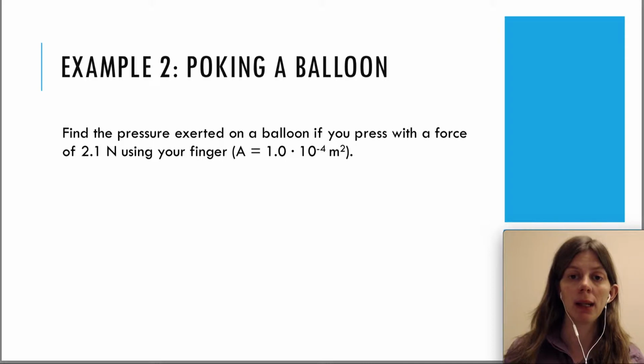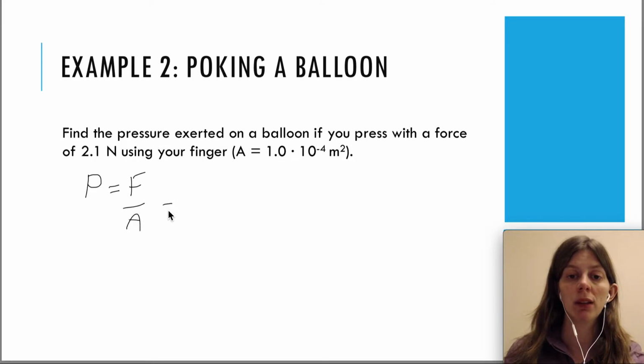Let's do a simple example, calculating pressure. When you're poking a balloon with your hand, it usually doesn't pop the balloon. But if you poke the balloon with a needle, then that's going to pop the balloon. The reason that it doesn't pop when you poke it with your hand is because your finger has a relatively large area, and so it doesn't exert enough pressure on the balloon to pierce it. We can calculate the pressure. In this example, it says find the pressure exerted on a balloon if you press with a force of 2.1 newtons using your finger. So pressure equals force per area.